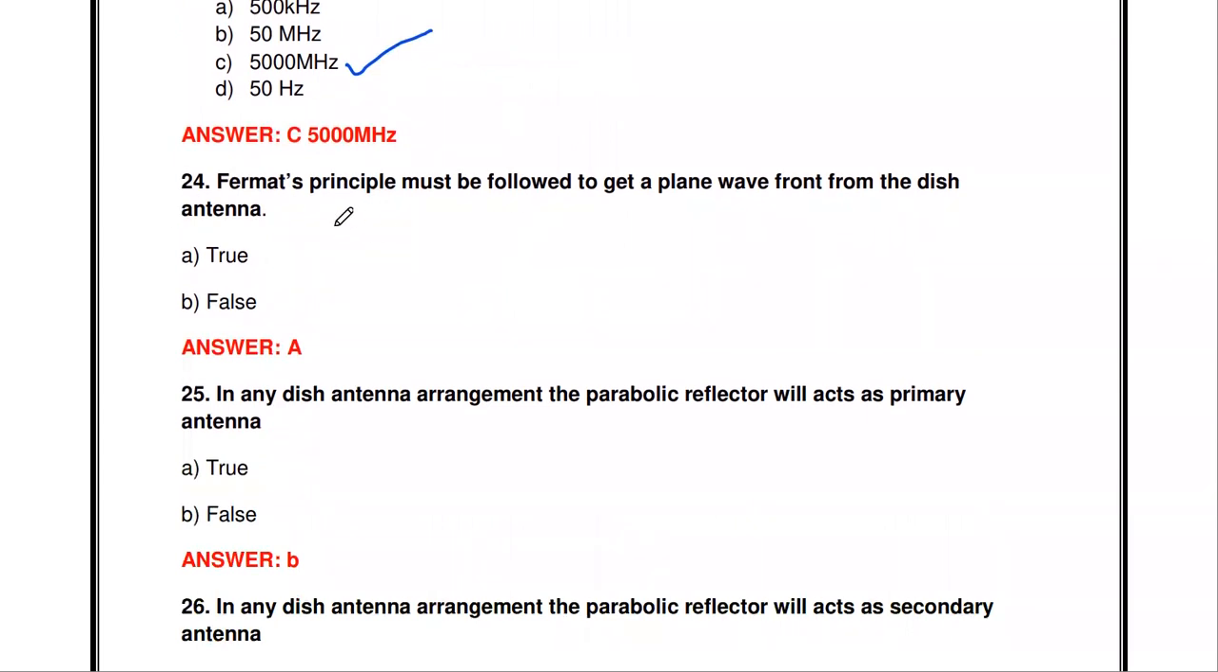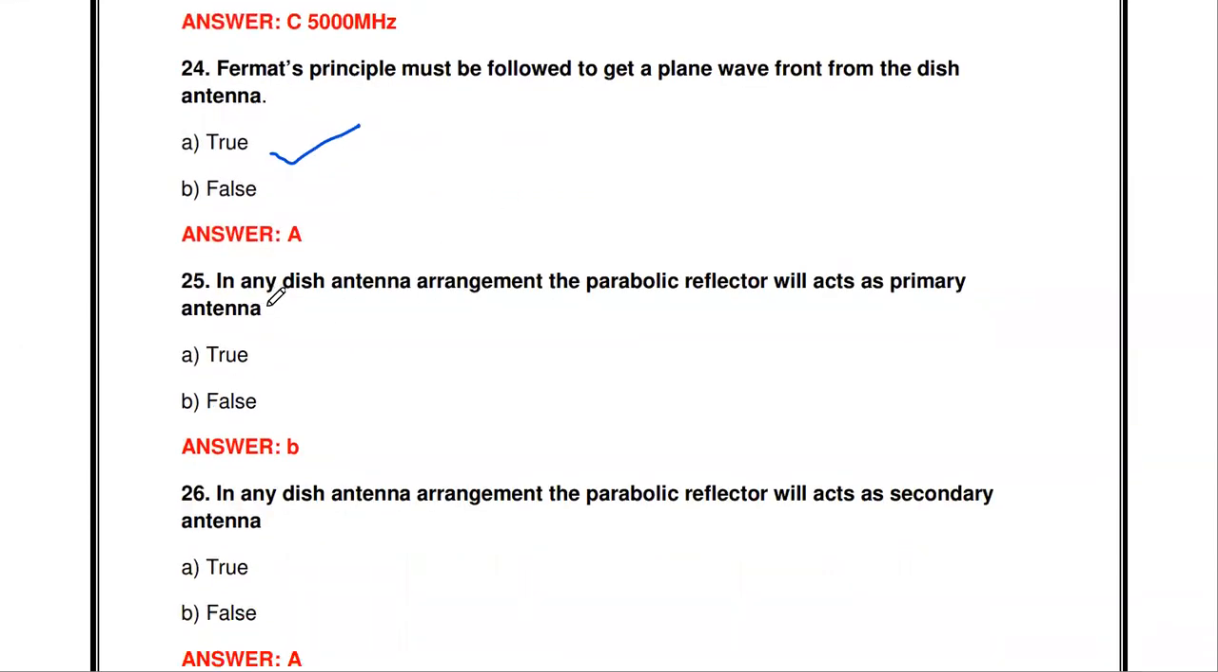Next one, the Fermat's principle must be followed to get a plane wavefront from the dish antenna. Is it true or false? It's true. The principle must be followed to get the plane wavefront from the dish antenna.